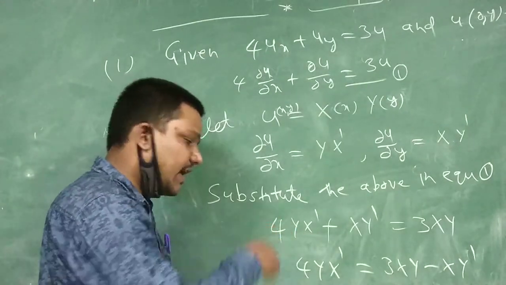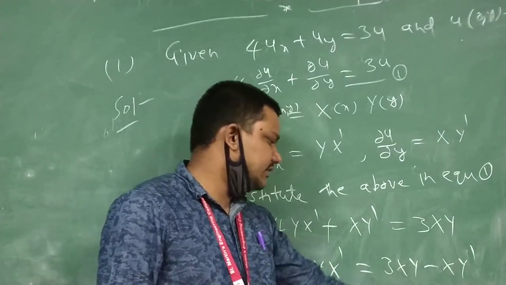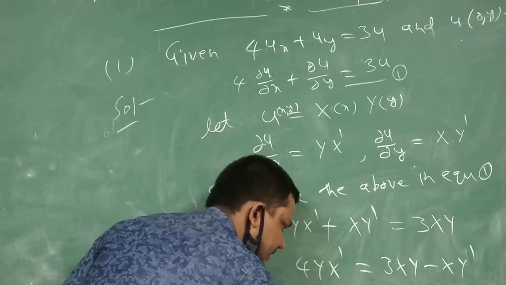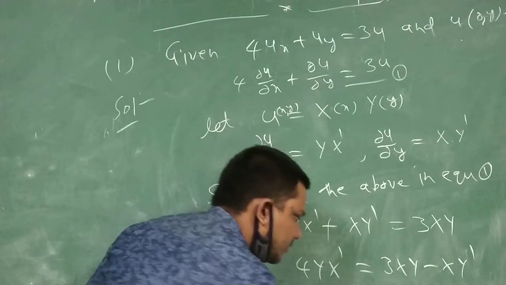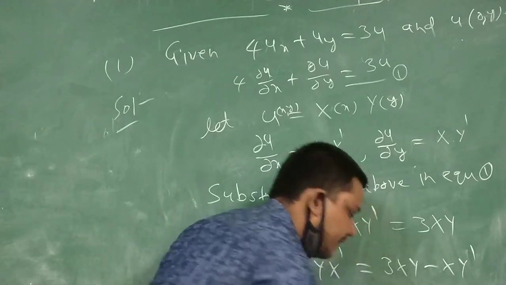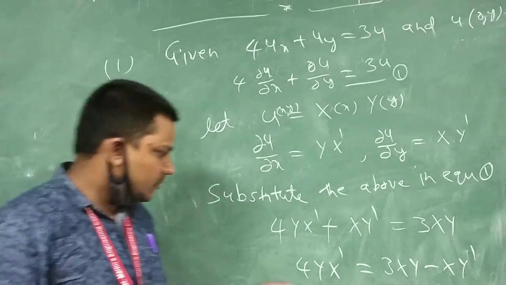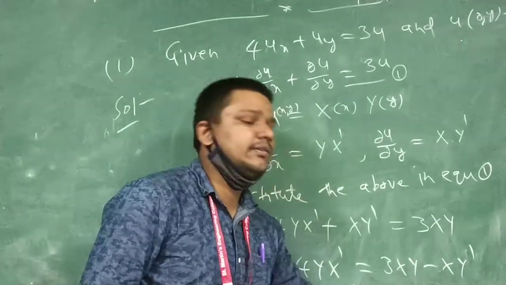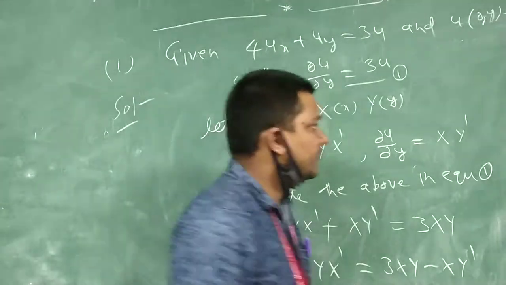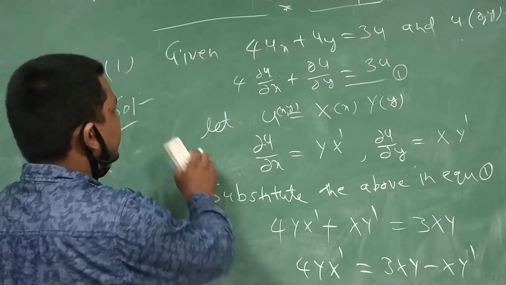Now we take X and its derivatives on one side, Y and its derivatives on the other side. So we get 4X dash by X is equal to 3Y minus Y dash by Y. This is step 2. What is step 3? We have to equate this relation to a constant, and from that we get the values of X and Y. Now see here, next step.